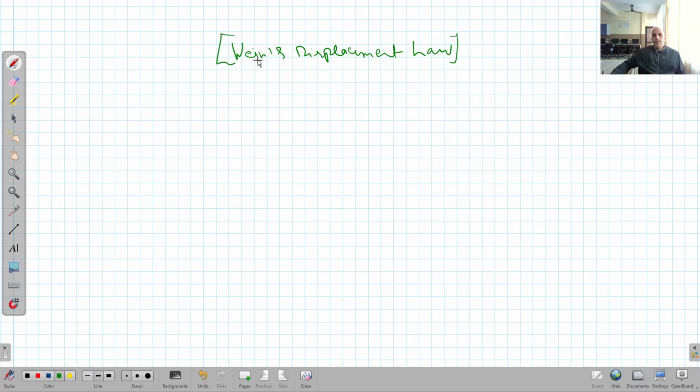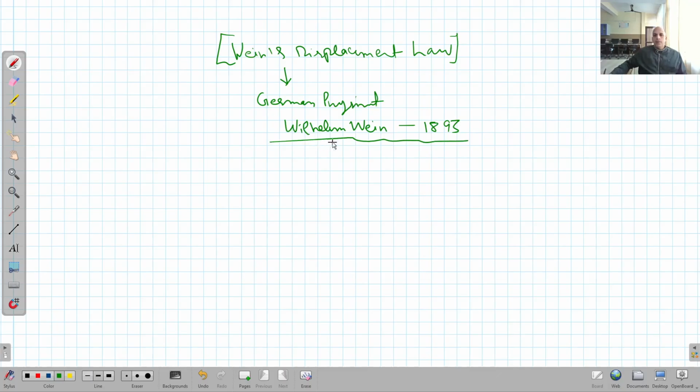This law, Wien's displacement law, was actually given by the German physicist Wien in 1893. Clear? So this is a very important relation of thermodynamics.